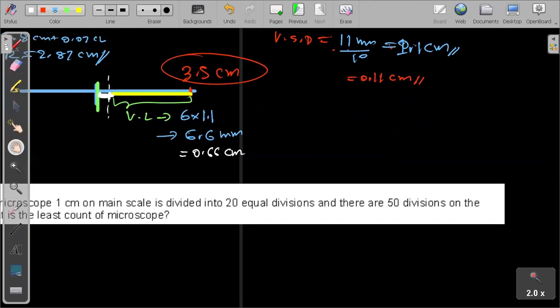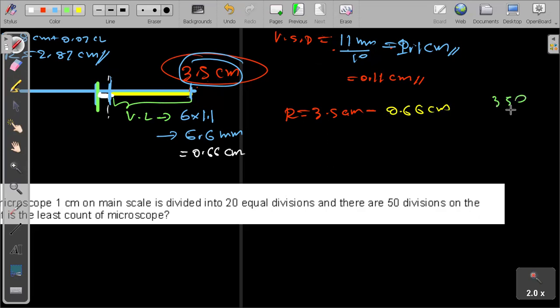Now you have the reading in centimeters of the length here. If you subtract this part, it will show the final answer. Let me subtract now. The total length reading is 3.5 centimeter minus the yellow length, which is 0.66 centimeter. Now subtract, 350 minus 66.